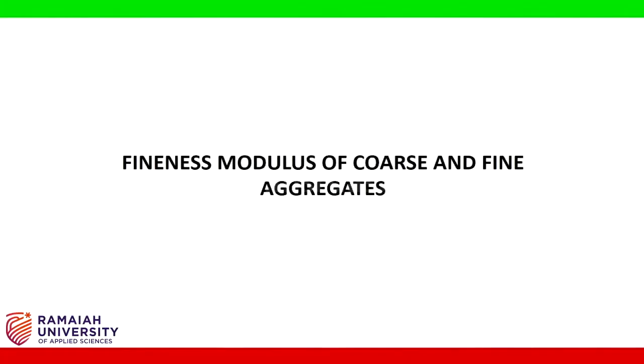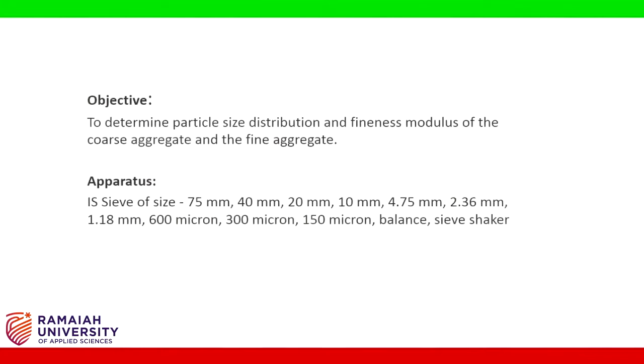Hello friends, with this experiment we are determining the particle size distribution and fineness modulus of the coarse aggregate and the fine aggregate. Apparatus: IS sieve of size 75 mm, 40 mm, 20 mm, 10 mm, 4.75 mm, 2.36 mm, 1.18 mm, 600 micron, 300 micron, 150 micron, balance and sieve shaker.